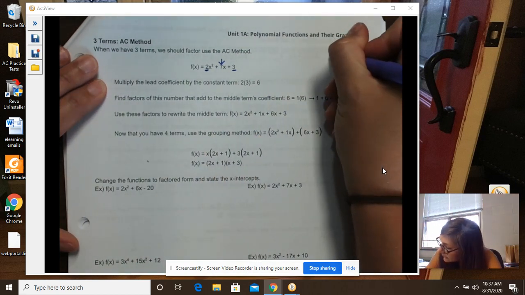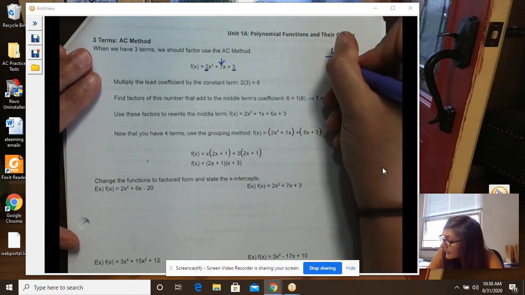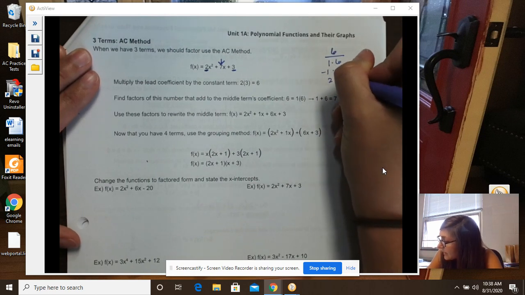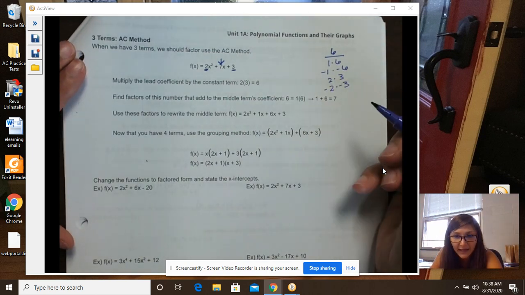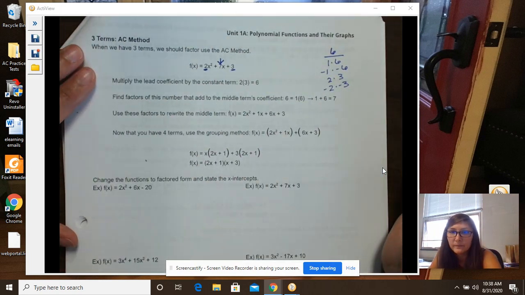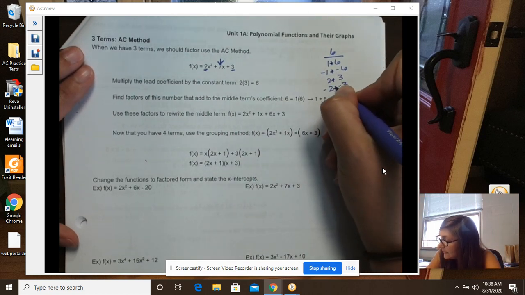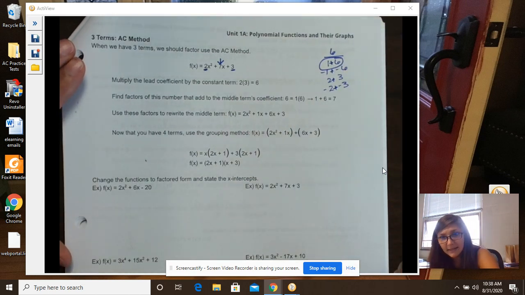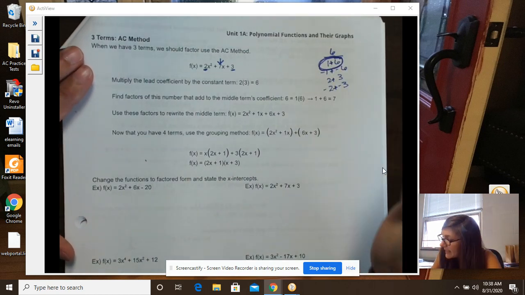So you may need to make yourself a little list off to the side. I have to do that a lot. So what times what would give me 6? Well, 1 times 6, or -1 times -6, or 2 times 3, or -2 times -3. And out of my list of factors of 6, I want to pick the pair that would add to give me 7. So if I change this to a plus sign instead, which of these would give me 7? Well, that would be this first one. 1 times 6 gives me 6. 1 plus 6 gives me 7. So those are the factors of 6 that I'm going to end up using.